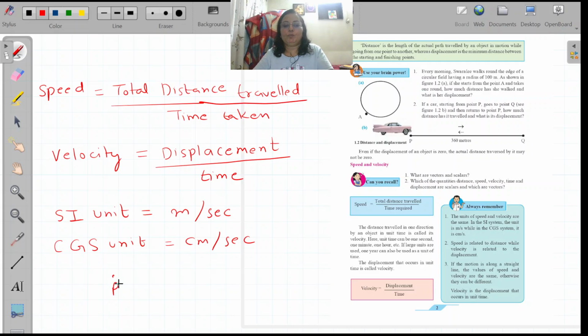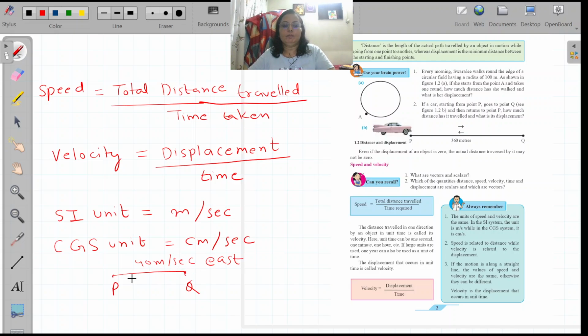So if I say an object moves from point P to point Q with a speed of 40 meter per second, then I am saying the velocity is 40 meter per second in east. When I give a direction along with the speed, that means I am defining velocity. I am saying 40 meter per second east or north or south. I am giving a direction along with the speed. So I am giving velocity.